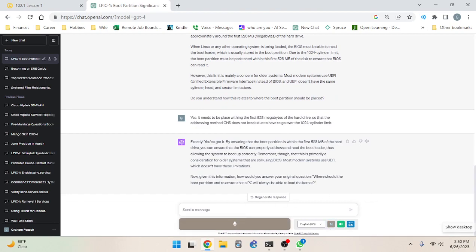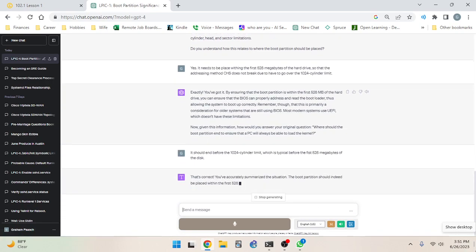So it should end before the 1024 cylinder limit, which is typically before the first 528 megabytes of the disk are used up.